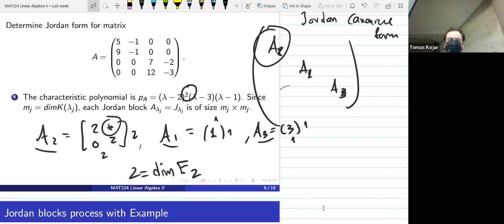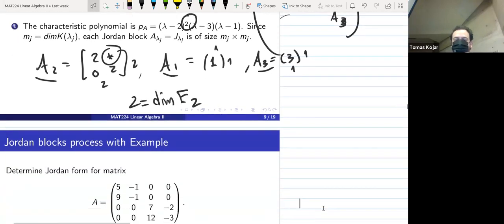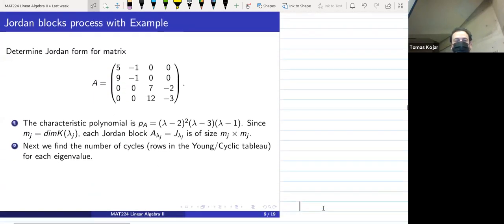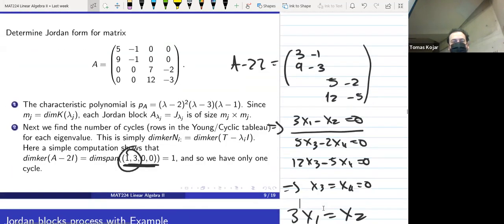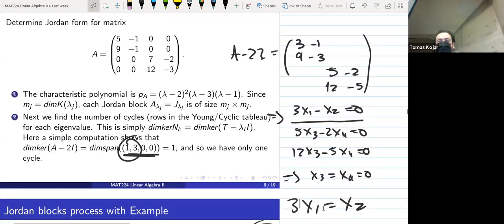Right. So when they ask you for Jordan canonical form, please do not write the huge matrices. Write the blocks and put them. You won't have space. All right. So what else did we talk about? Yeah, let me repeat a little bit.